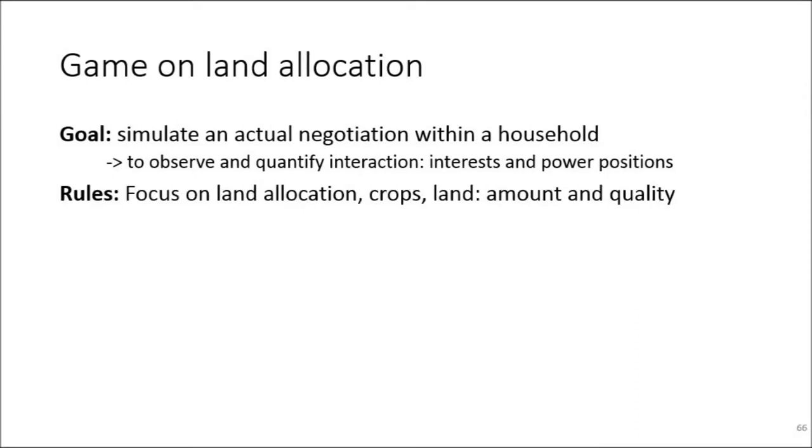There were rules. For example, there was a focus on land allocation. I had given a certain range of crops. There was a limited amount of land. And I also defined the quality of land. There was some higher land area and some low land area. For example, it makes a difference in soil moisture, and that again shapes what crops can be grown there. You will see that in a minute with a picture I'm going to show you of these games.